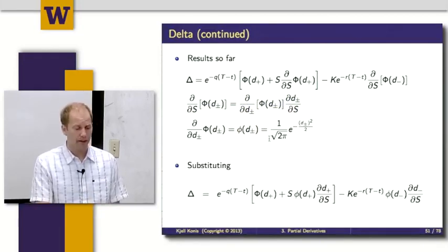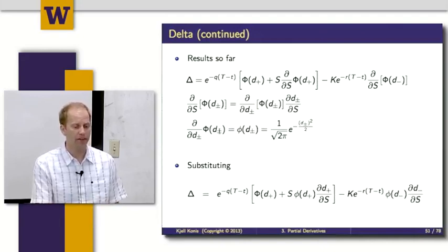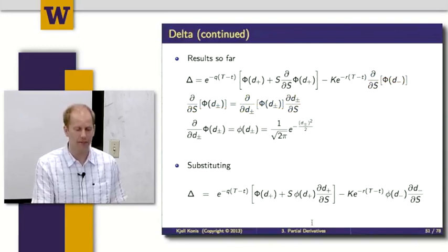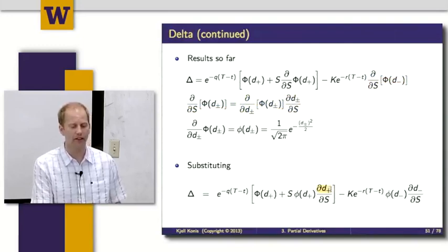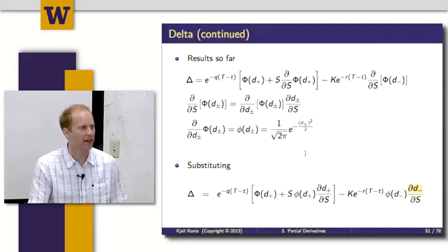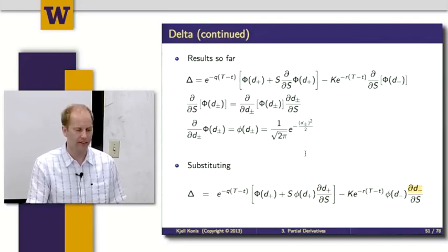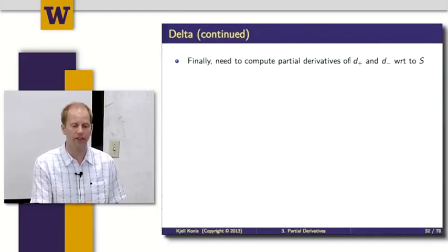So I'll move one step ahead with our formula. So I'm going to substitute this result here, this result in the second line, into the first line to update my expression for delta. But I still have this partial of d plus with respect to s and partial of d minus with respect to s. So that's what I'm going to do in the next slide. So I need to compute the partial derivatives of d plus and d minus.